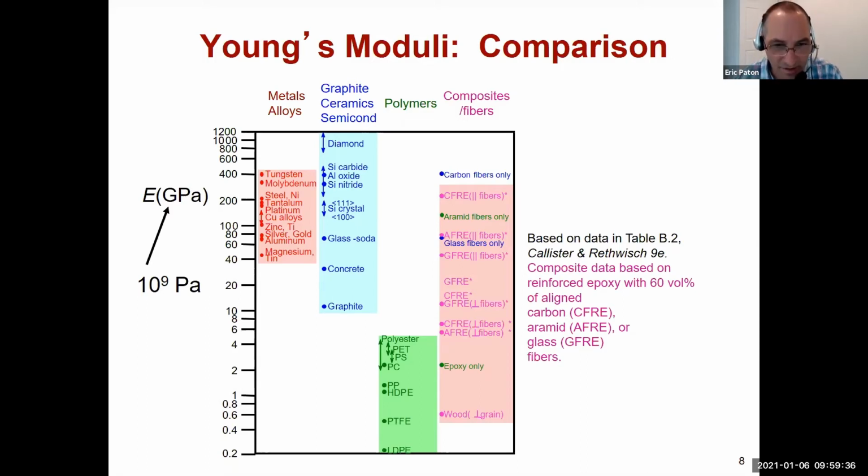Yeah, carbon fiber, aramids, glass fibers. The glass fibers are made out of silicon dioxide. And within the glass fiber area, you have S-glass and E-glass. S-glass is the high strength of the glasses, and E-glass is lower strength.